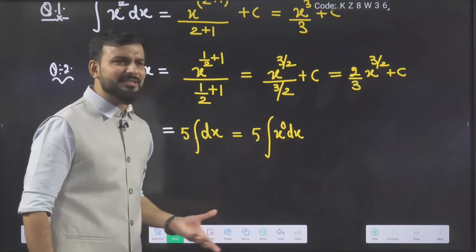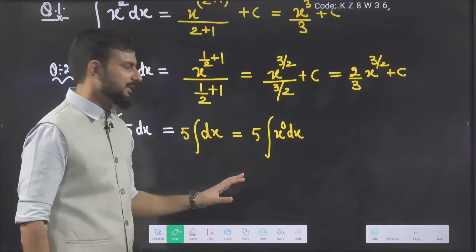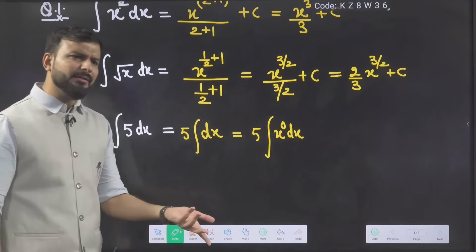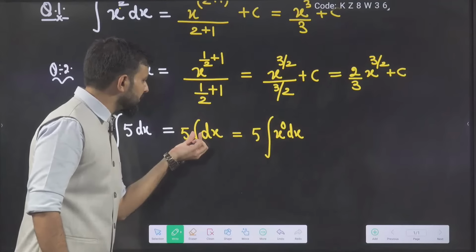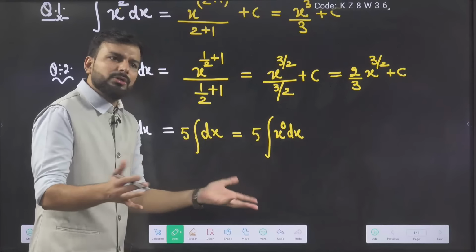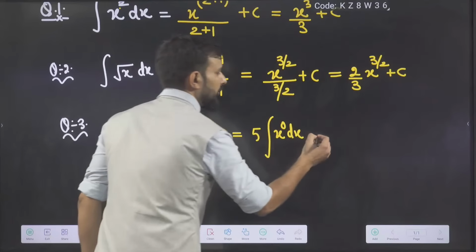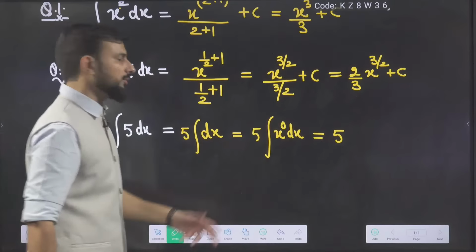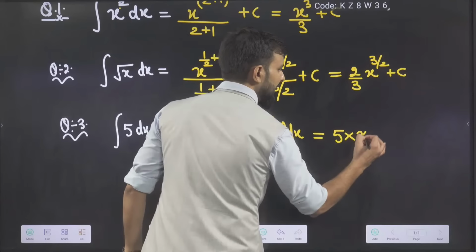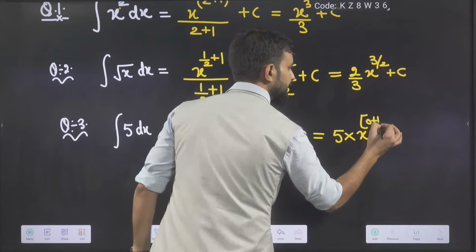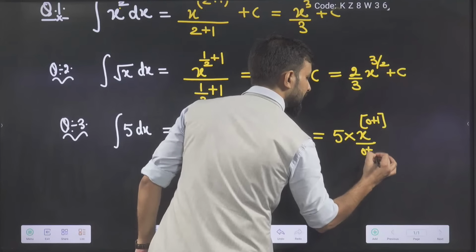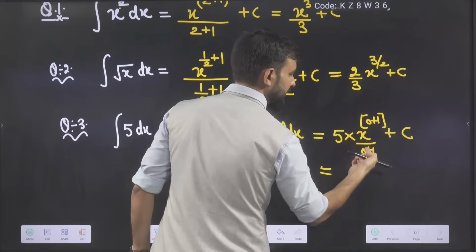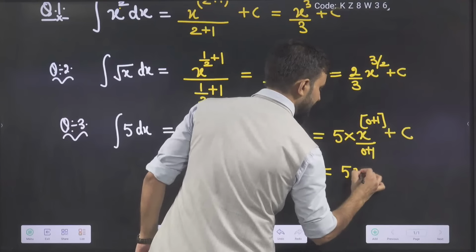So here x power is 0, right? Mathematically, I'm saying, any number raised to the power 0, the answer will always be 1. So here it was 1, here it is again 1. No problem. Now I will apply the formula. What is my formula? Say the formula. x power n. What is n? 0. So the answer will become 5 into x power 0 plus 1 divided by 0 plus 1, plus c. What is the answer I am getting? 0 plus 1 is 1, 0 plus 1 is 1. Answer is 5x plus c.